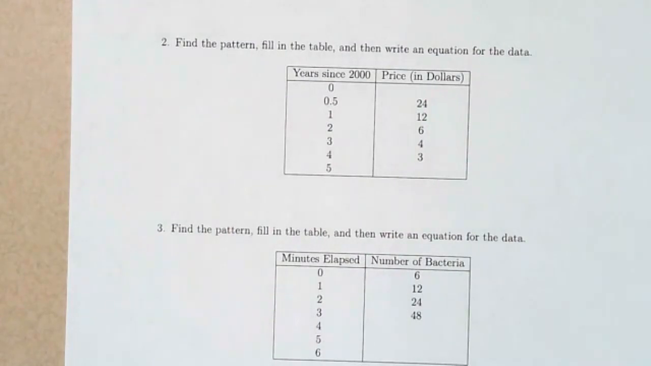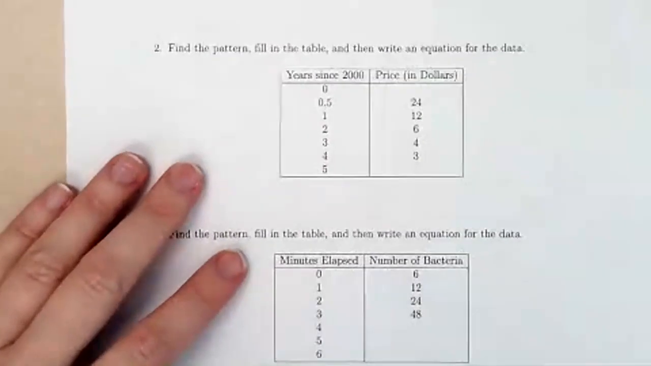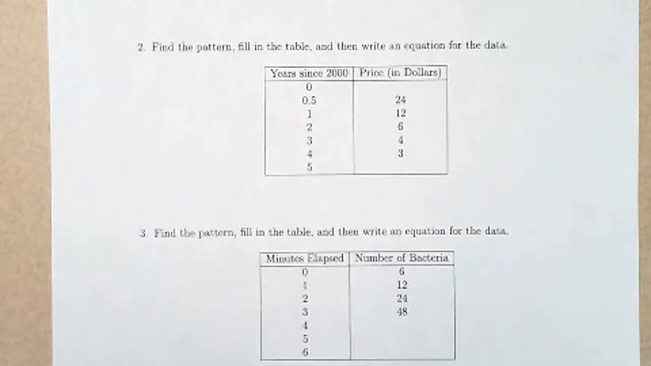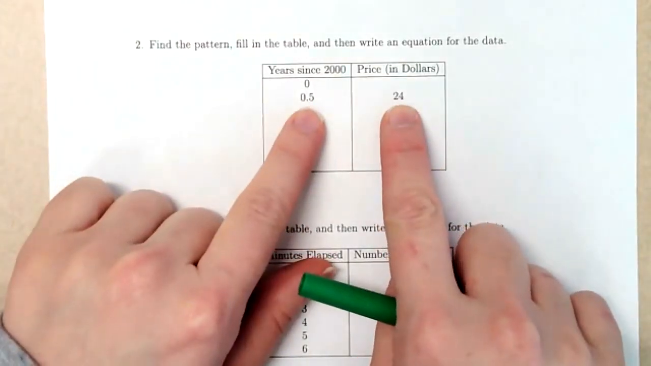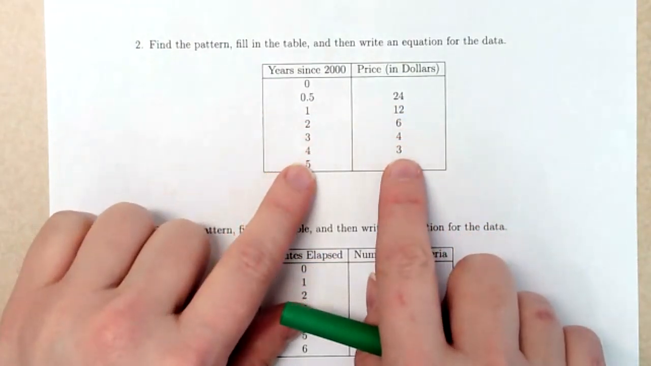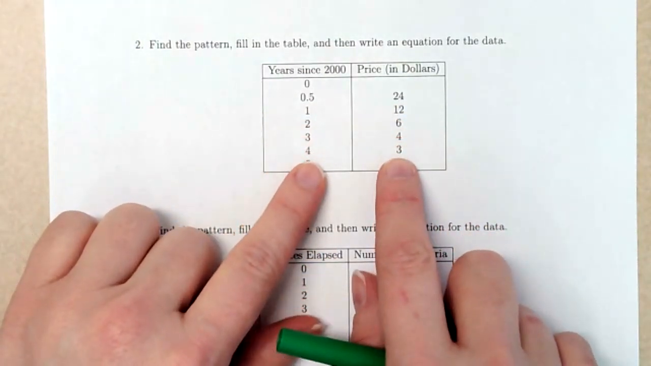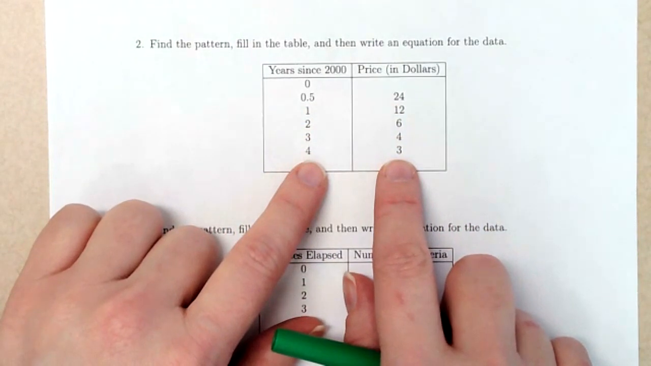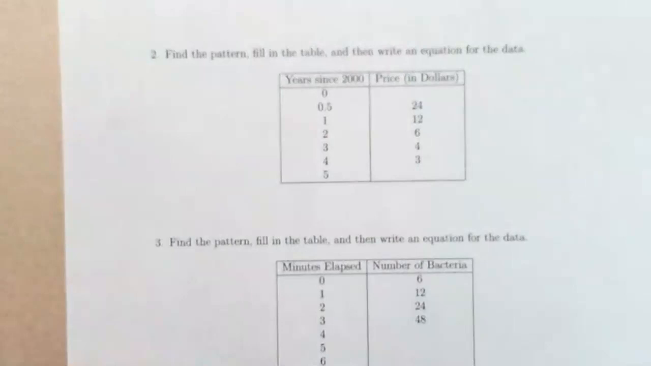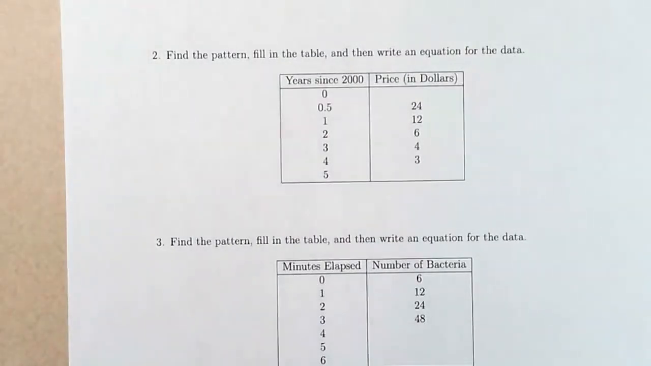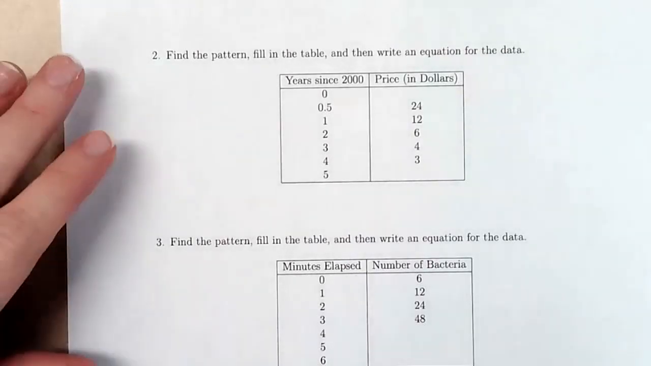And then let's see. Find the pattern, fill in the table, write an equation for this. Oh, biscuits, what is happening here? Okay. So, I see big price, small year. I see small price, bigger year. So I see this increase, decrease, decrease, increase thing that they were talking about in inverse variation. Can we see a relationship?